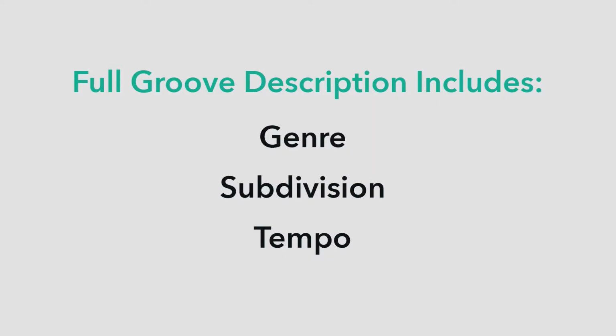A full groove description usually includes the genre, the subdivision, and the tempo. Because you already know the new style, you could change the genre part of the description to jazz. Keep in mind that including a genre category alone can be confusing. Genre categories are helpful as a general starting point for a groove description, but because some genre terms are so broad, it's important to combine it with a more detailed description of the groove.